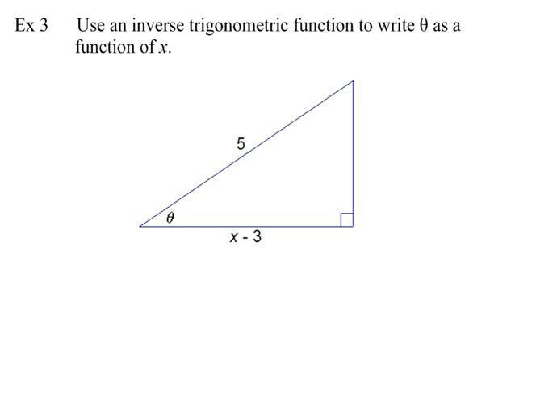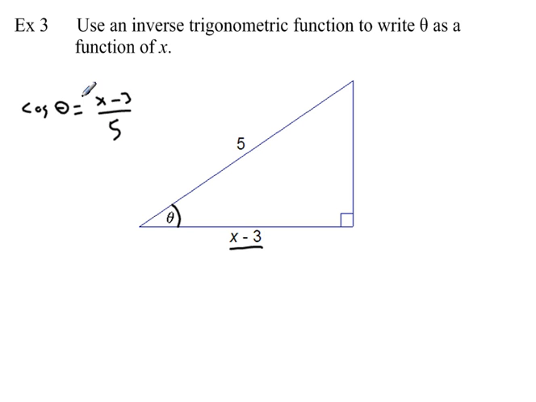Again, inverse trig functions. Use an inverse trigonometric function to write theta as a function of x. So here's what this is saying. It's saying we need to somehow just write what theta is equal to. We're not going to be able to come up with an answer because we don't have just a number here. So let's see if we can write it as an expression. So from theta we have adjacent and hypotenuse labeled. So that's going to give us the cosine. Cosine of theta equals adjacent, which is x minus 3, over hypotenuse, which is 5.